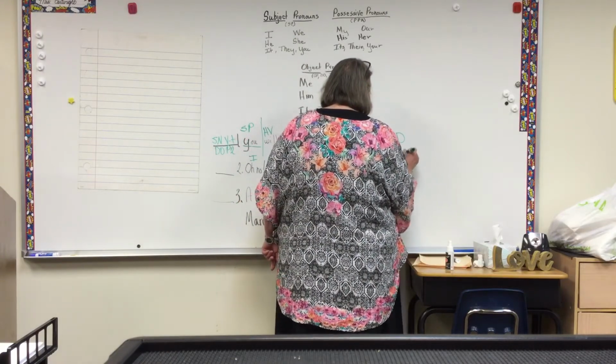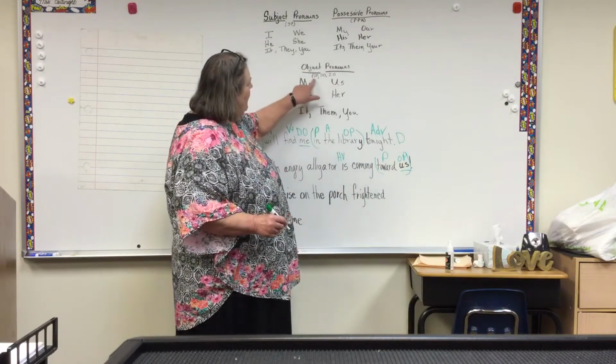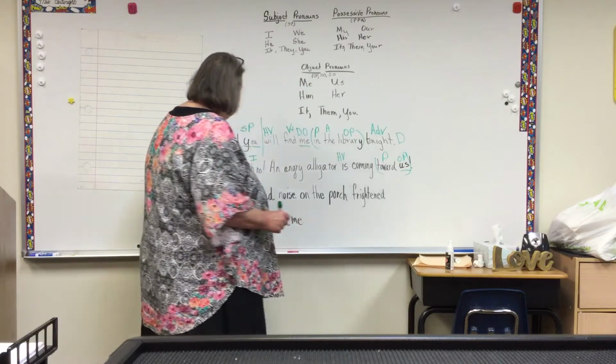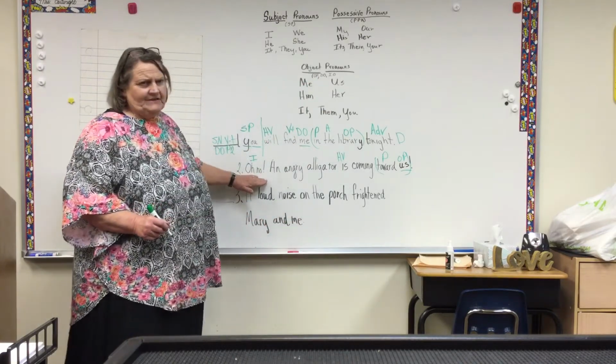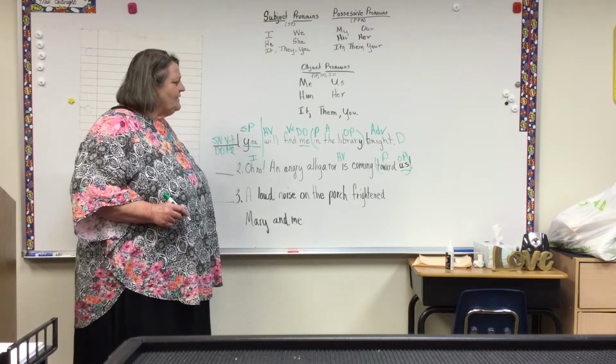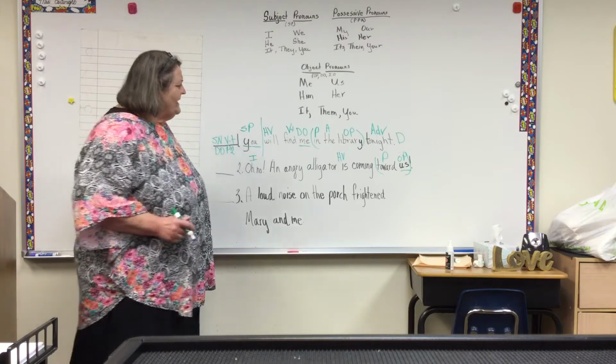Do you see that, guys? Us now is what? An object of the preposition. You see that there? Okay, are you ready? Let's begin to read this sentence. Let's go. Oh no, an angry alligator is coming toward us. Who is coming toward us?